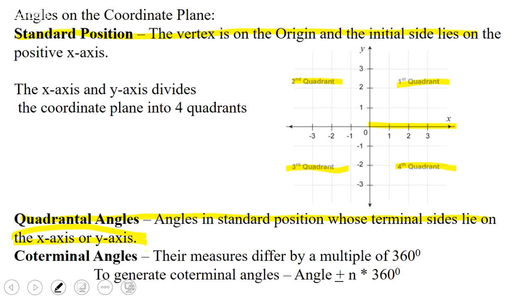If you have an angle anywhere between 0 and 360, that's fine, but you can have angles bigger than 360 and you can have negative angles. Well, you can have what are called coterminal angles. Coterminal angles have measures that differ by multiples of 360, either positive or negative. To generate a coterminal angle, you either add or subtract multiples of 360. That will get you different angles. They look the same when you draw them on the coordinate plane, but they're actually different angles.